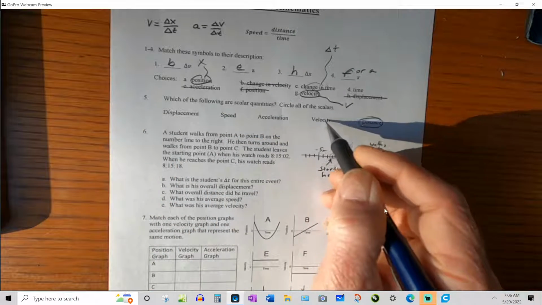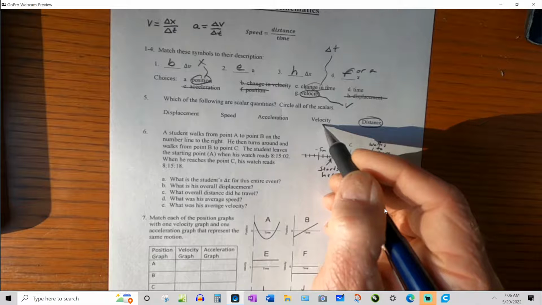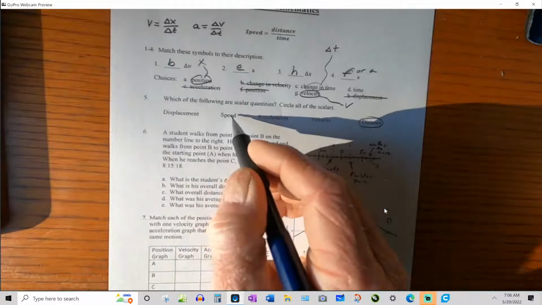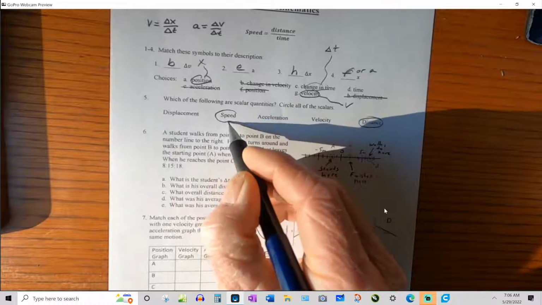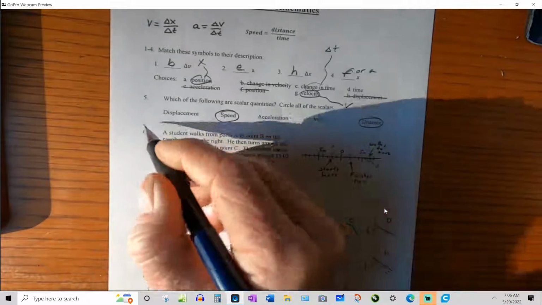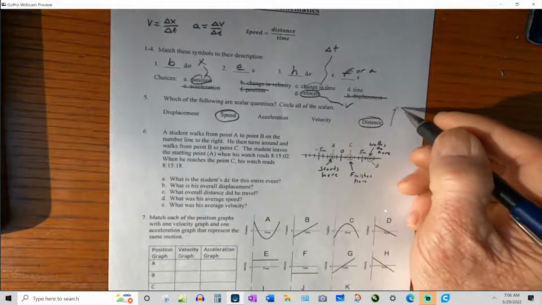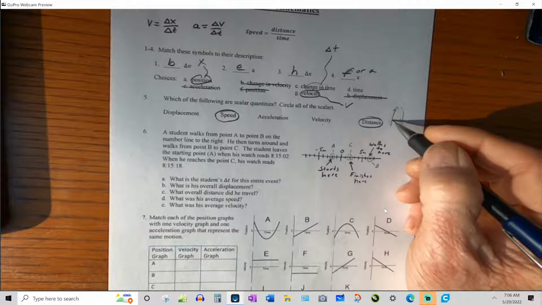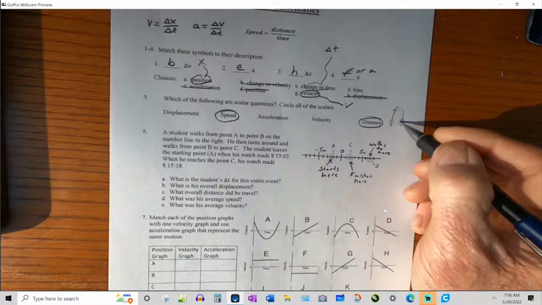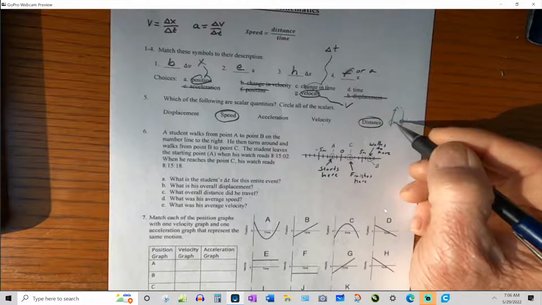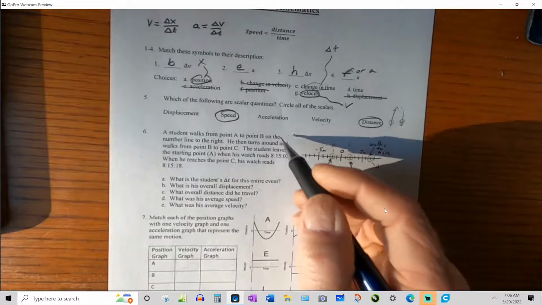Velocity has to include direction. So velocity would be 3 meters per second upward or downward. Speed is just how fast you're going. So if you throw something up in the air, as it goes up and comes down, it goes up right here with about the same speed as it comes down. But the velocity is different. The velocity is positive here and negative there.